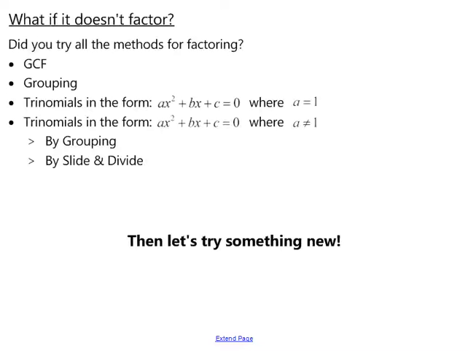Completing the square. What happens if you have a quadratic and it doesn't factor, and you've tried all the methods that we've used: factoring by GCF, grouping, the trinomials in the form ax squared plus bx plus c equals 0 where a equals 1, where a doesn't equal 1, and you've used either grouping or slide and divide. If none of these methods work, we need to try something new.